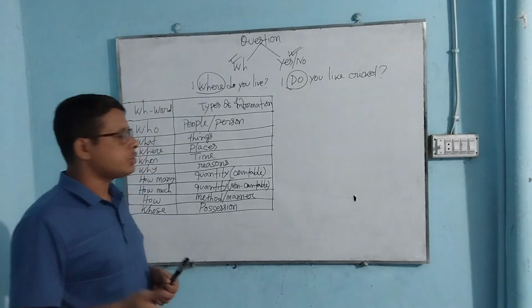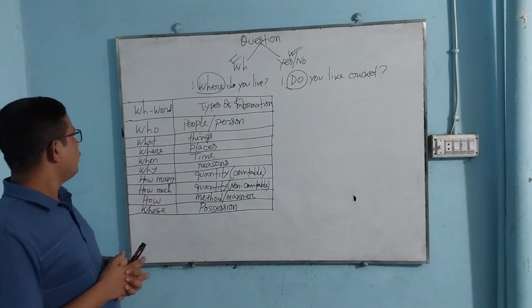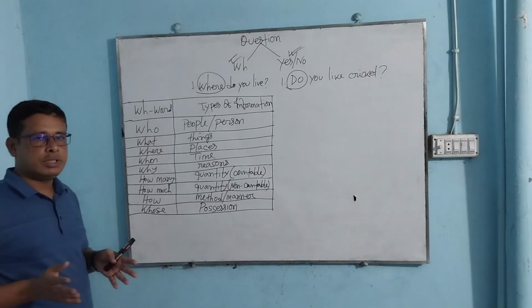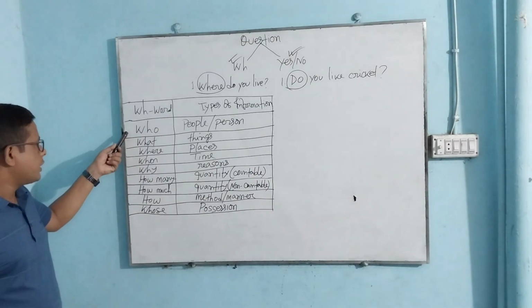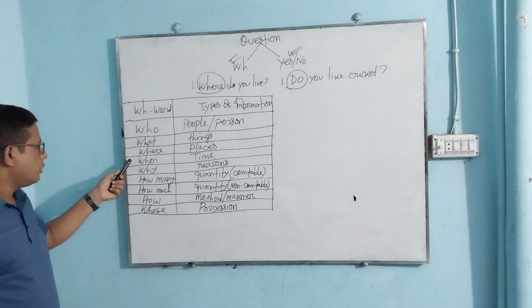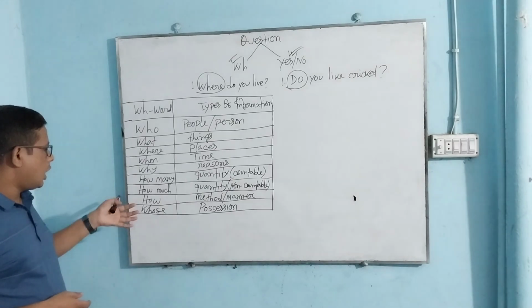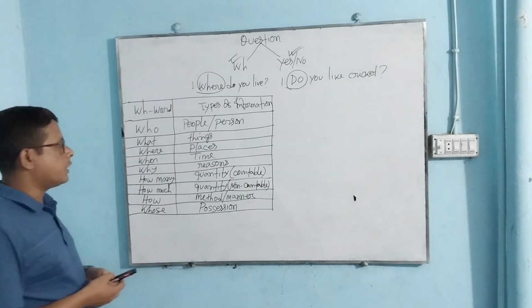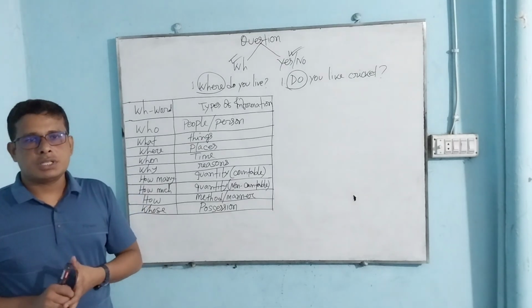Okay. So at the very beginning, we see some WH words. Look at the board. They are who, what, where, when, why, how many, how much, how, and whose. Okay. Different types of WH words.